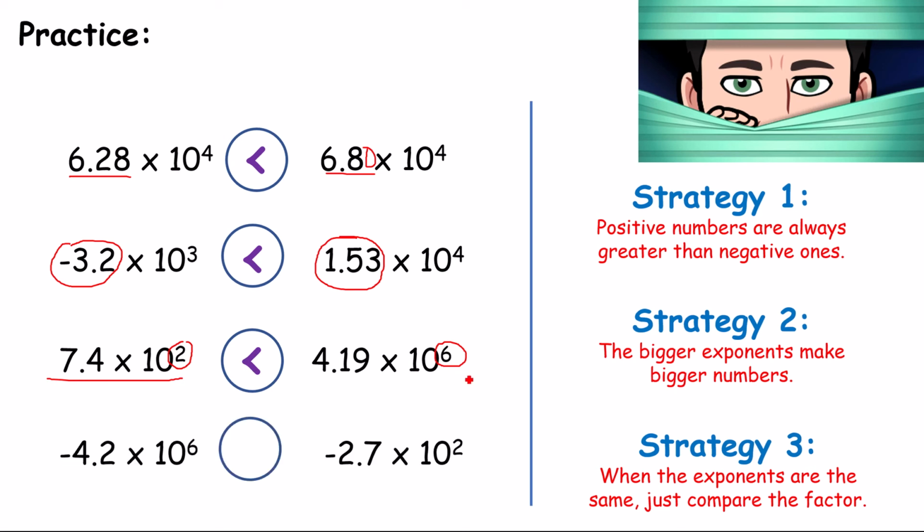Now, I did want to throw in one more. This one's a little bit tricky, and I want to talk about it because strategy 1 says positive numbers are always greater than negative ones. Take a look right here. These are both negatives. We've not seen that happen yet, but it does eliminate strategy 1 as a possibility. Let's go on to strategy 2. The bigger exponents make bigger numbers. Notice that 10 to the 6th is bigger than 10 squared. So this is going to be a larger number than this is.